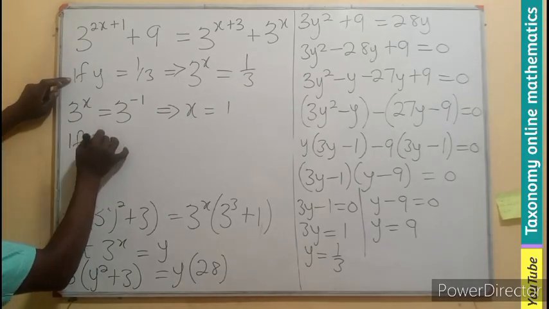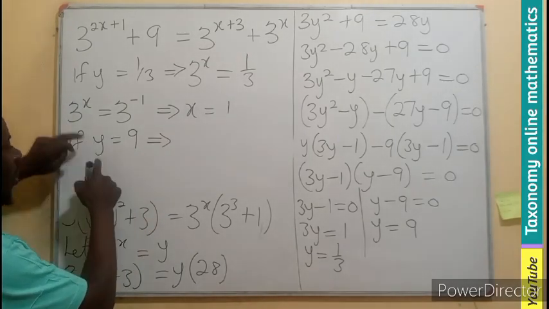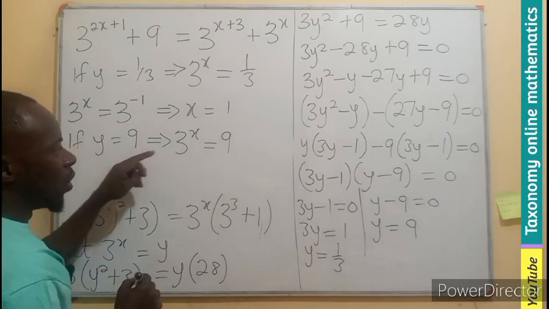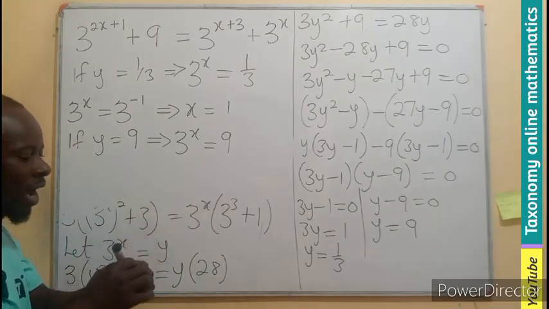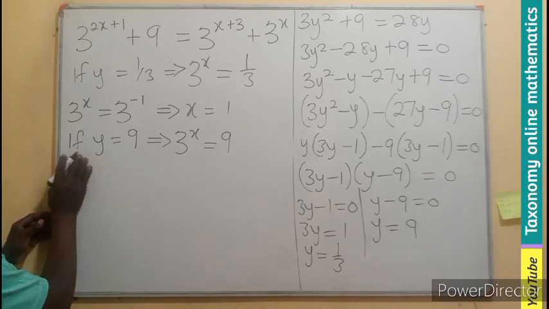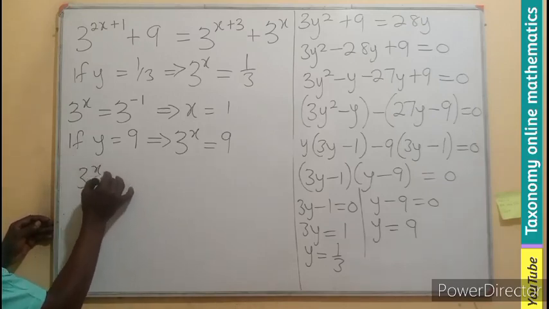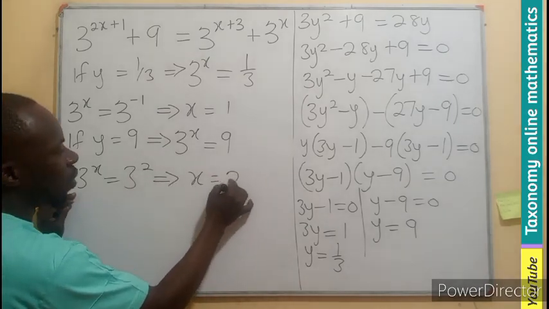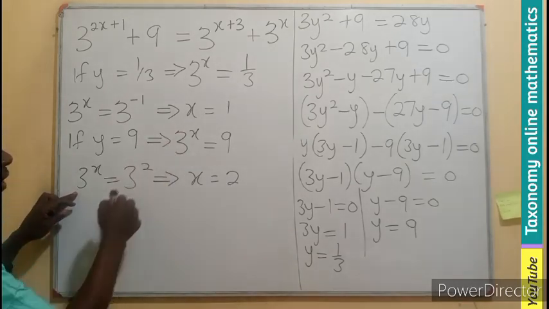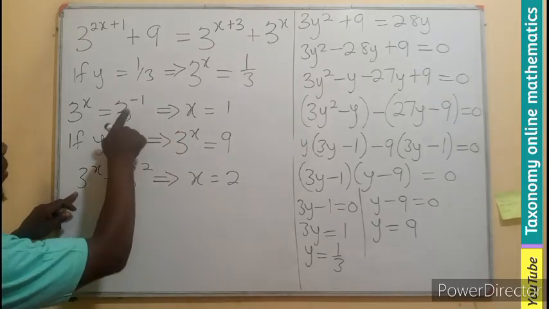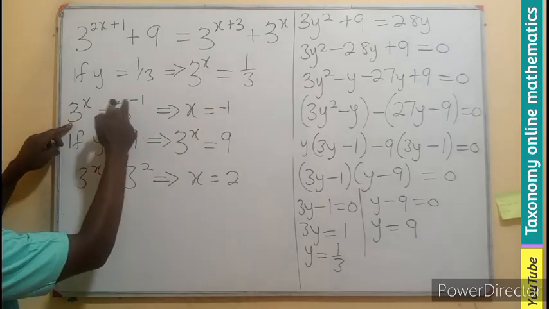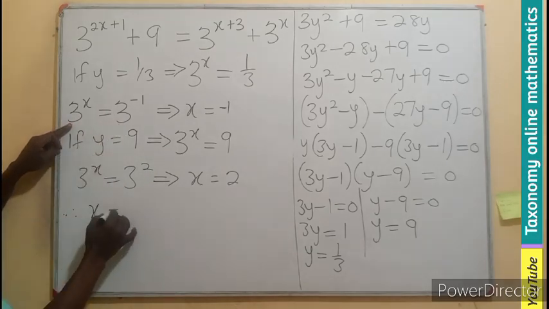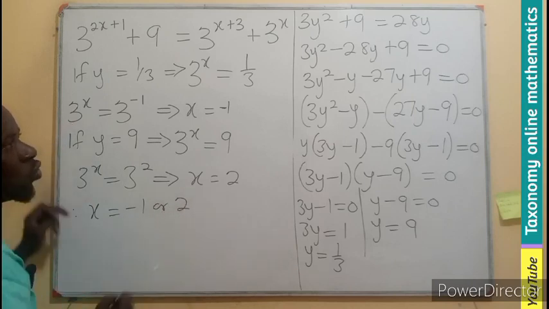And also, if your y is equal to 9, it also implies y is the same as 3 exponent x equals to 9. And we all know 9 can be written as 3 exponent 2, right? So we have 3 exponent x equals 3 exponent 2. That implies that your x is also equal to 2. So here, what do we have? This is minus 1 because x is going to be the same as what? Minus 1, since the bases are the same. So therefore, x is equal to minus 1 or what? 2.